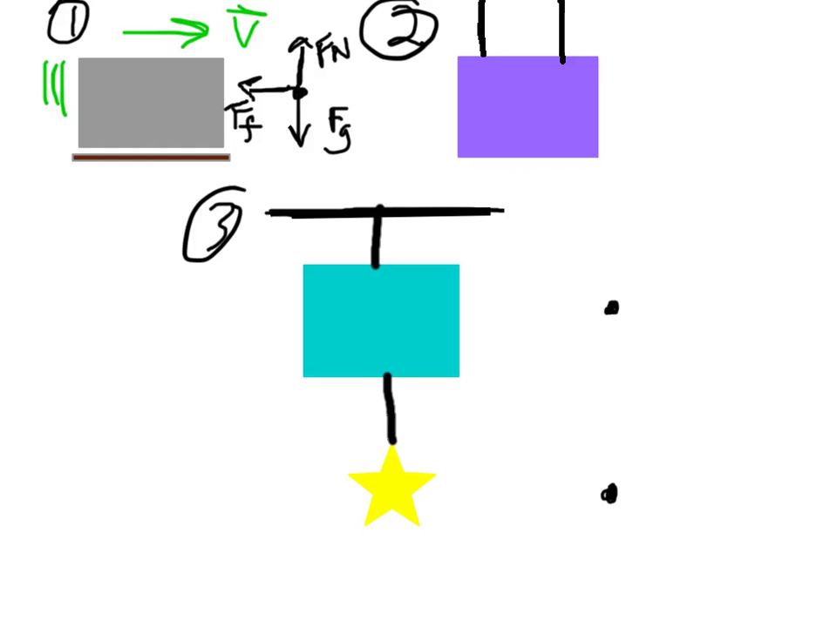Just because that box has a velocity doesn't mean it's being pushed. So don't be tempted to put a force on it to the right unless the problem specifically says the box is being pushed. Velocity does not necessarily mean it's being pushed.